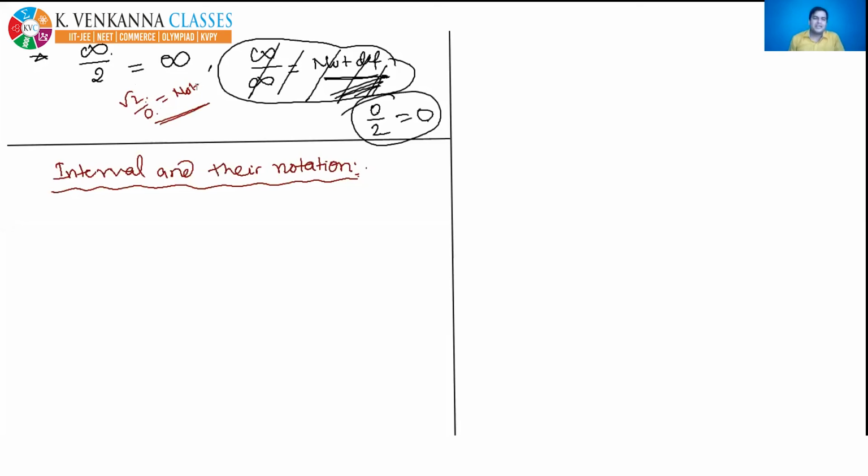So write the heading: interval and their notation. It's a very important thing. Without this concept, you will not be able to study class 11th or class 12th. So you must know the intervals.